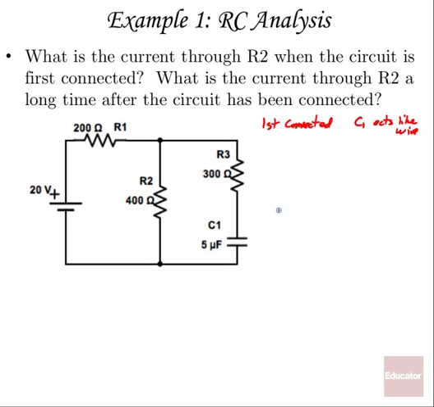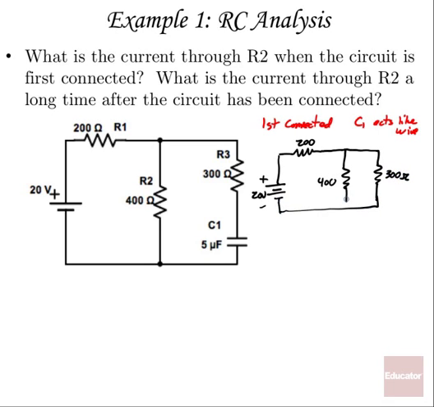to make it a little easier to analyze. In that case, we're going to have a 20-volt battery. We will have up here R1, 200 ohms. Then we've got R2 here, which is 400 ohms, and we've also got in parallel with it R3, 300 ohms. And that will complete our circuit. We'll draw it as if the capacitor wasn't even there because it acts like it's not there when it's first turned on.